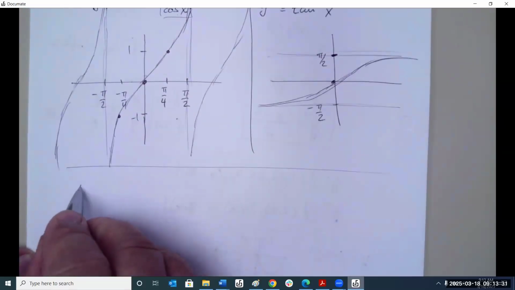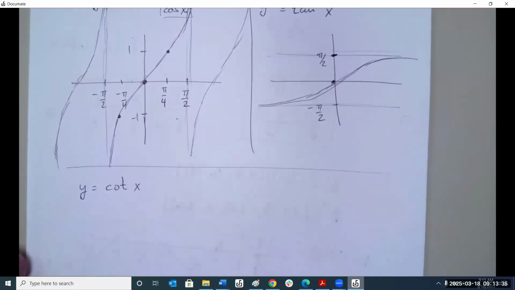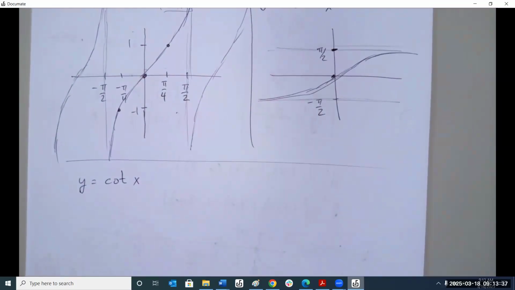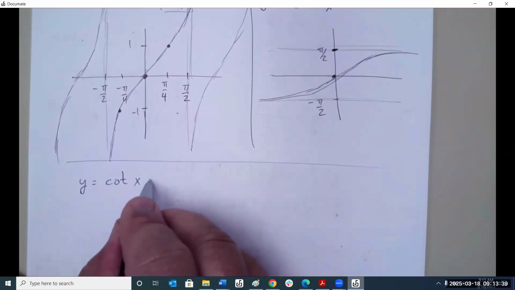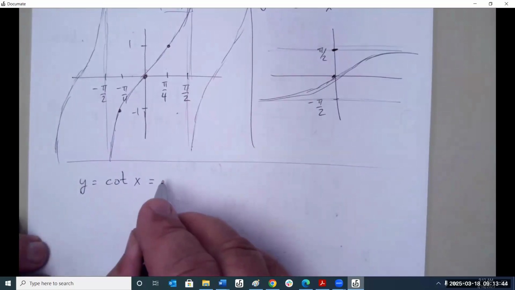What about cotangent? What's cotangent made up of? Cosine over sine.